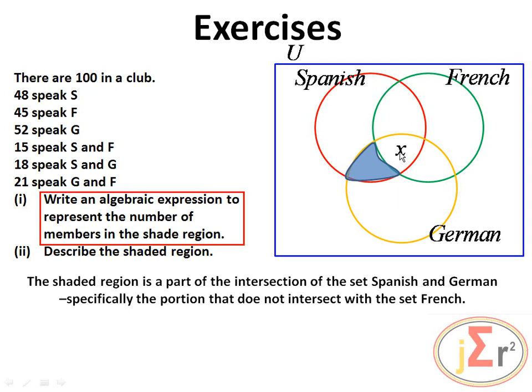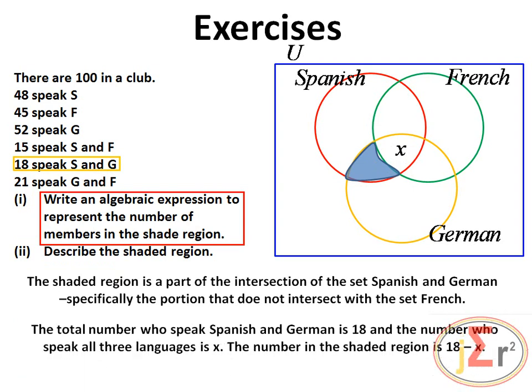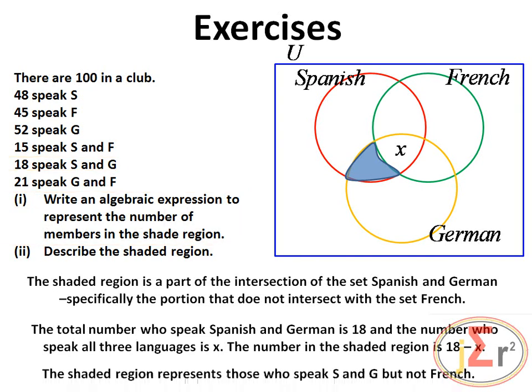So the algebraic expression that we need to write is what? This portion, 18 speak Spanish and German. So the total in this region is equal to 18. But x is not a part of it. So there we'll have what? 18 minus x. So the total number who speak Spanish and German is 18, and the number who speak all three languages is x. The number in the shaded region is 18 minus x. The shaded region represents those who speak Spanish and German but do not speak French.